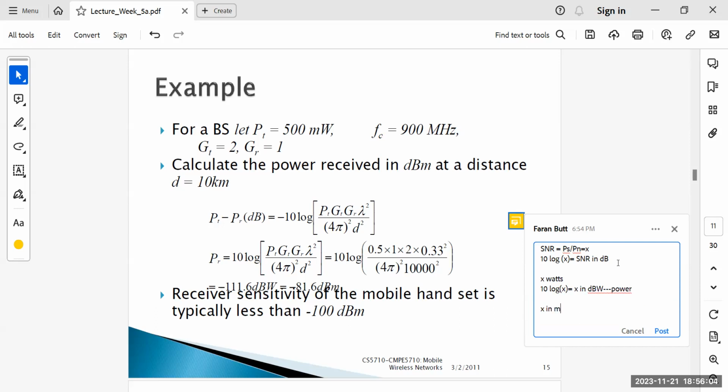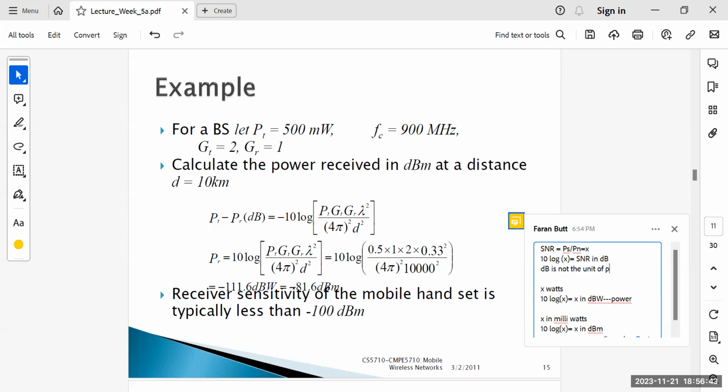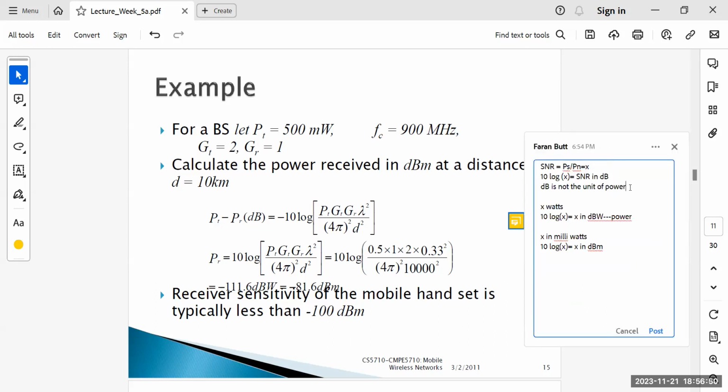Similarly, if we have X in milliwatts, right? So if we have something in milliwatts, it means if we convert that with 10 log base 10, and this X is in milliwatts, we will get the answer in dBm. So dBm is again a unit of power. dBm is a unit of power, dB watts is a unit of power, but dB is not the unit of power. This is a very common mistake that people do. The dB is not the unit of power. dB is actually the ratio. And similarly, dB watts is a unit of power. dBm is a unit of power.